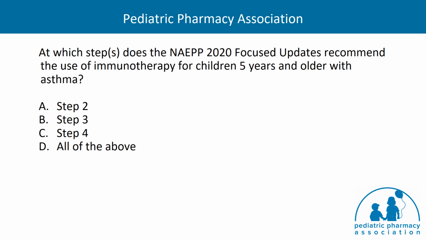Finally, at which steps does the NAEPP 2020 focused updates recommend the use of immunotherapy for children 5 years and older with asthma? Is it A, step 1, B, step 3, C, step 4, or D, all of the above? The correct answer is D, all of the above.